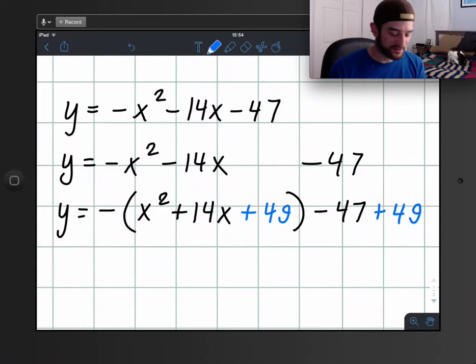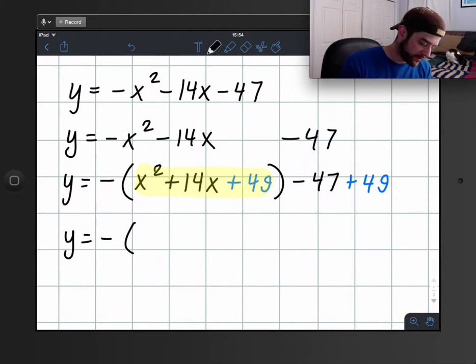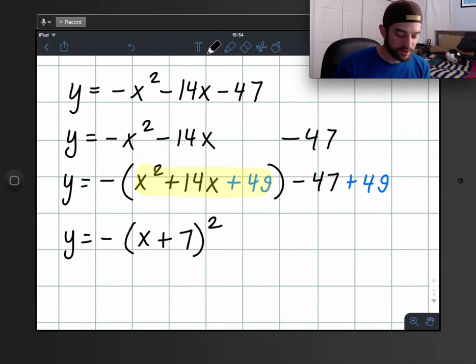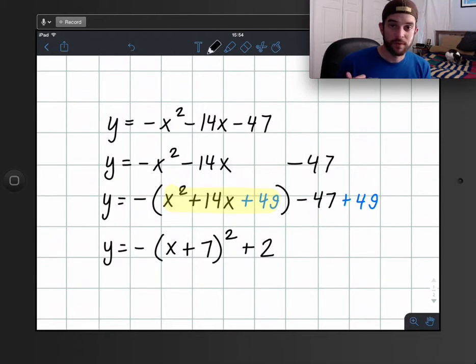That's why it's a little weird, because I added 49 inside the grouping. That grouping is being multiplied by negative 1, so I actually added a negative 49. So I have to add a positive 49 on the end to balance it out. So it's just strange because I wrote positive 49 twice. As before, this grouping gets factored into x plus b over 2 squared, or x plus 7 squared, and then I just add the two numbers on the end, and I get positive 2. So I have the same equation, but in a different form from what I started with.